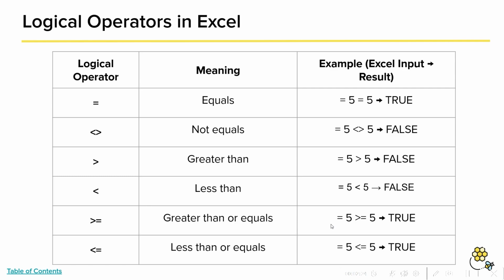Finally, if we did greater than or equals, it would return true because it's greater than or equals to, and they equal each other. And the same thing with less than or equals to. It would return true because 5 is less than or equals to 5.